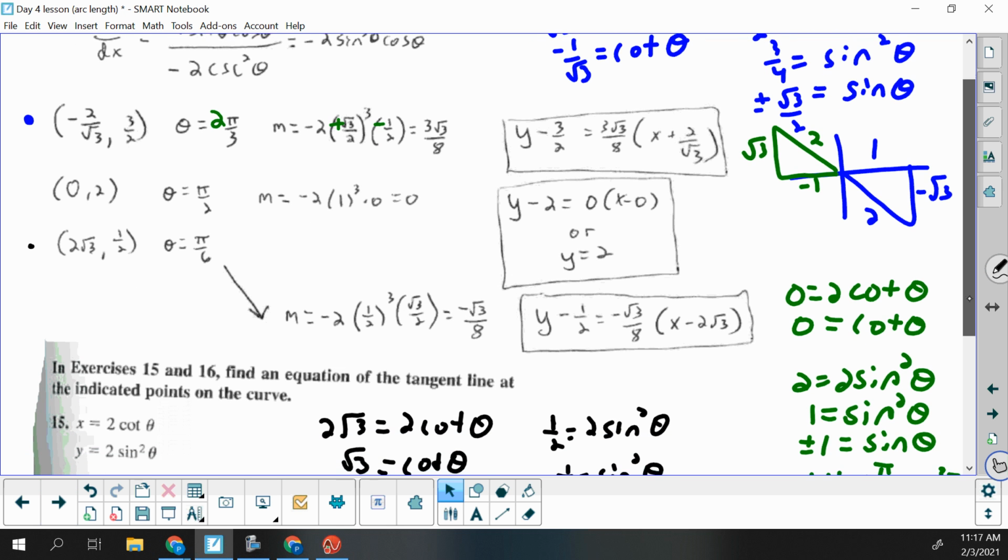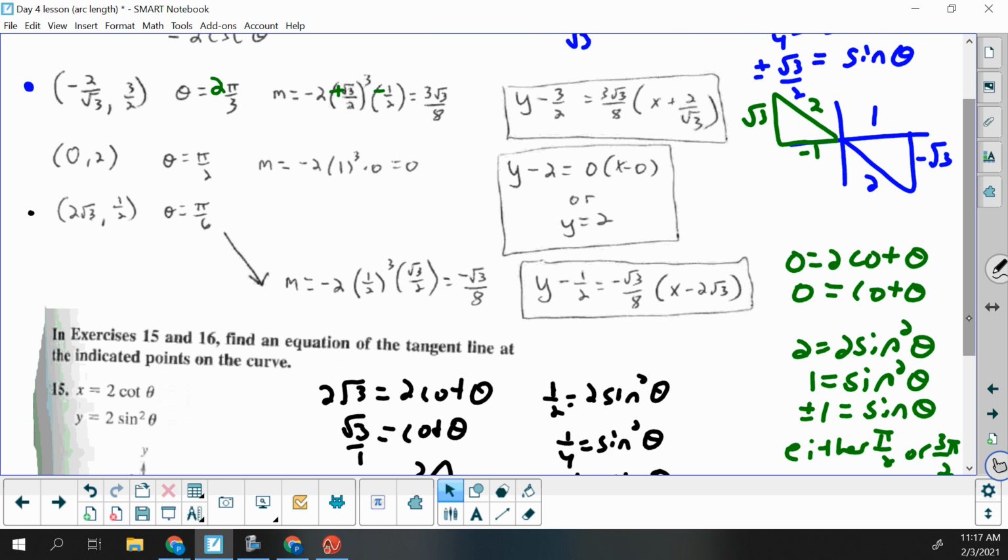Set that 0 equal to the 2 cotangent theta. You end up with cotangent is 0, so that means the cos has to be 0. For the sine, set the 2 equal to 2 sine squared, so sine will eventually be plus or minus 1. So we either have to have pi over 2 or 3 pi over 2 to have cos be 0 and have sine be plus or minus 1.